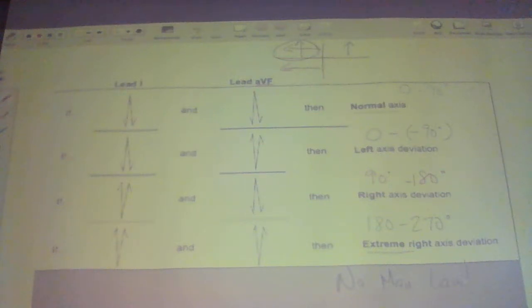That's typically where you see VTAC. All right, so this is just a simple way. You have to kind of commit this to memory. Write them down. Almost always, if you forget this, hopefully you'll be able to kind of backtrack using the quadrant system. Remember, lead 1 is positive over here, lead AVF is positive over here, and this should allow you to determine then what quadrant the final vector is traveling in.